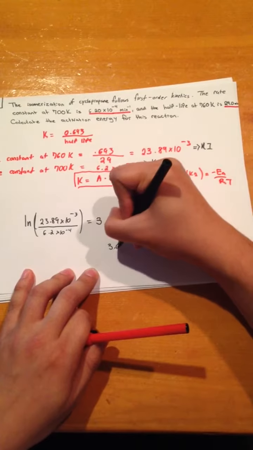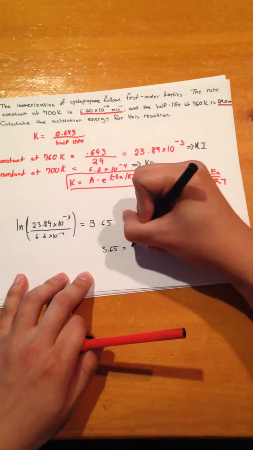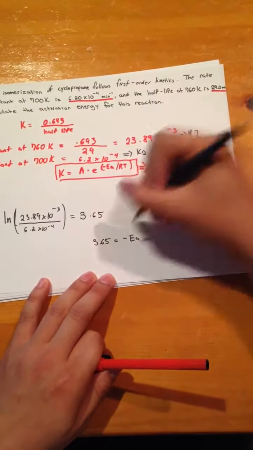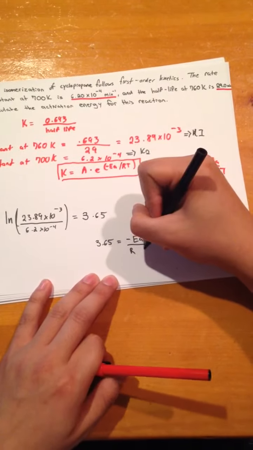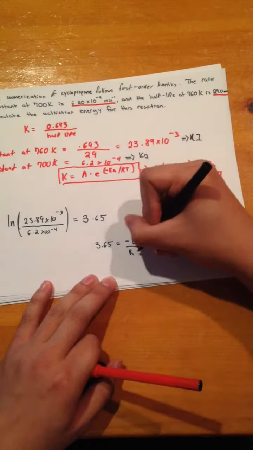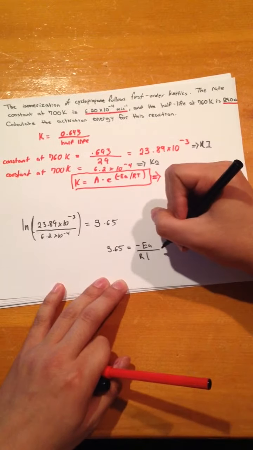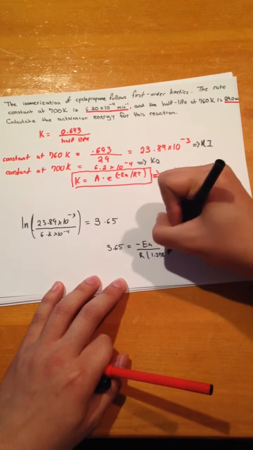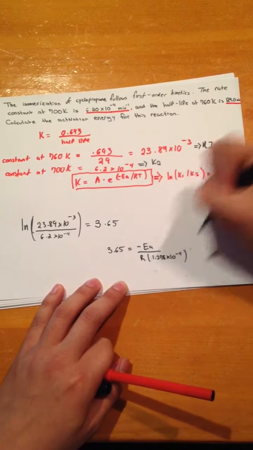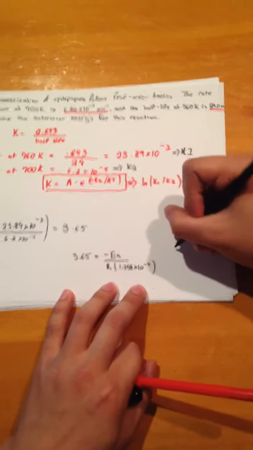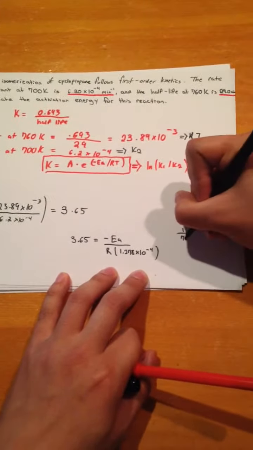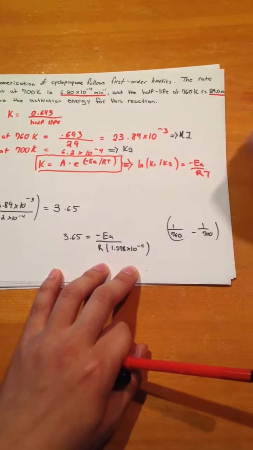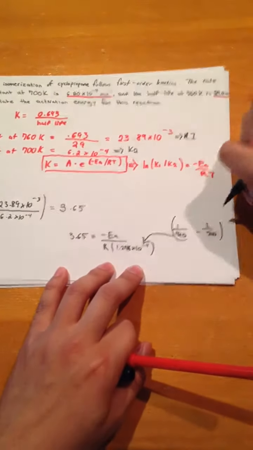So 3.65 is going to equal the negative Ea divided by R. And then the temperature term is going to be 1.278 times 10 to the negative 4. The way I got that answer is 1 divided by 760 minus 1 divided by 700. That's this right here, just so you know.